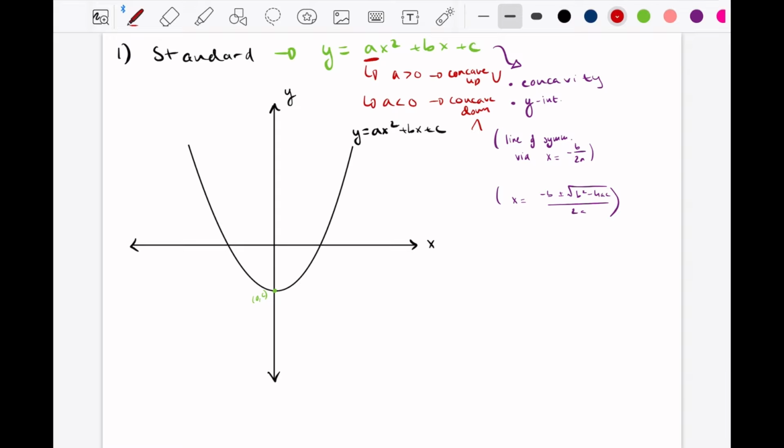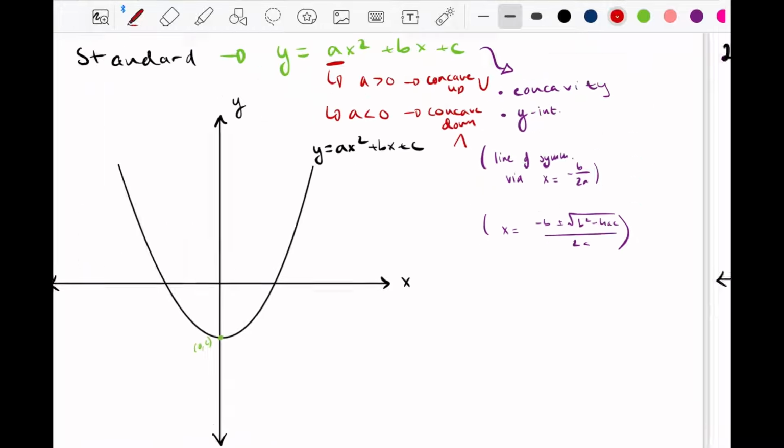Additionally, if we work with this form a little further, we can use this equation right here to find the line of symmetry, which in this case is just the y-axis as I have drawn it, but in other cases that will not always be the case. And additionally, this is the form of the quadratic function for which we utilize the quadratic equation right here to find the roots.